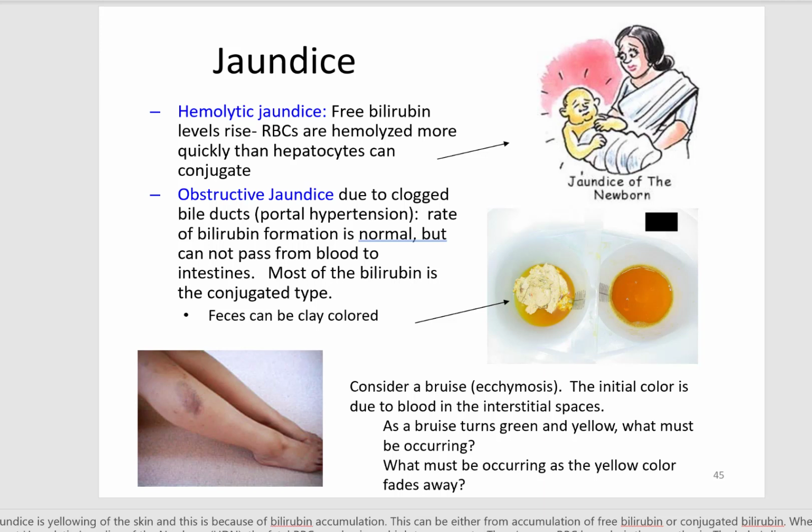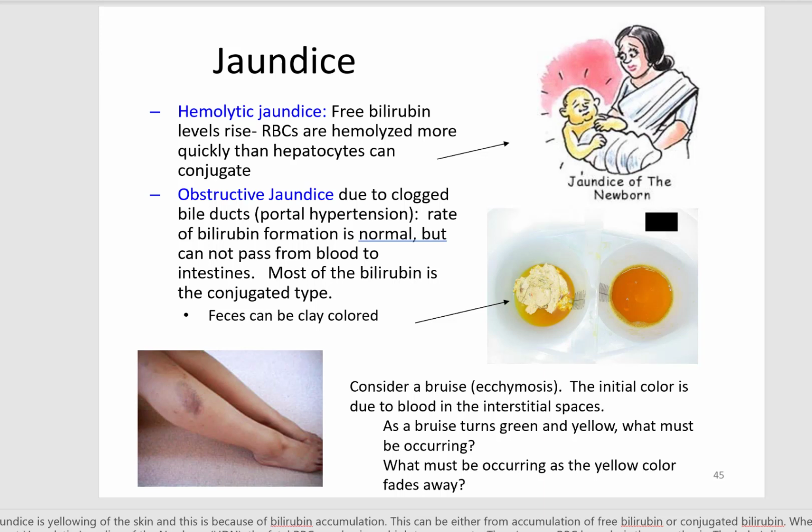Conjugated bilirubin represents porphyrin rings that have been bound to glucuronic acid. This only happens after the unconjugated bilirubin enters the hepatocyte cell. Only if the hepatocyte cell has normal function can the glucuronic acid be joined, conjugated, bound to the unconjugated porphyrin ring.